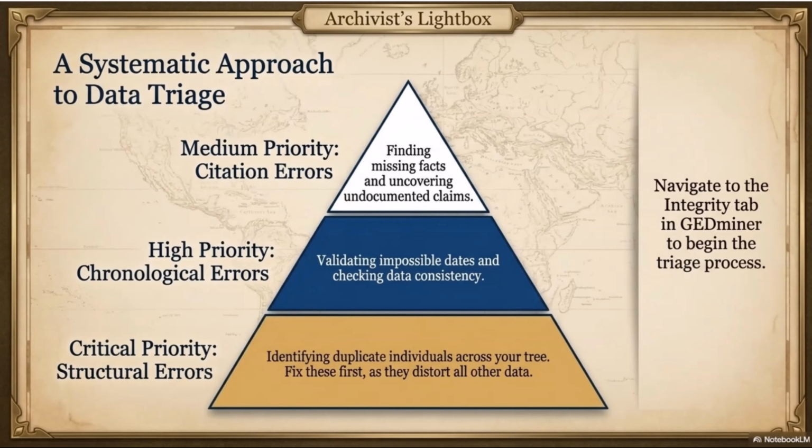When facing a massive tree, data triage is essential to avoid overwhelm. GED Miner categorizes errors by priority level. Critical priority structural errors, such as duplicate individuals, must be addressed first because they distort all subsequent metrics. High-priority chronological errors like impossible life dates come next. Finally, medium-priority citation errors and missing facts are addressed to fill out the remaining gaps.